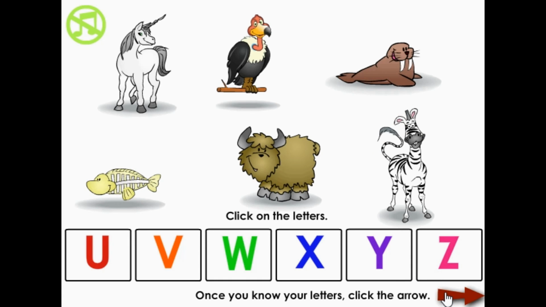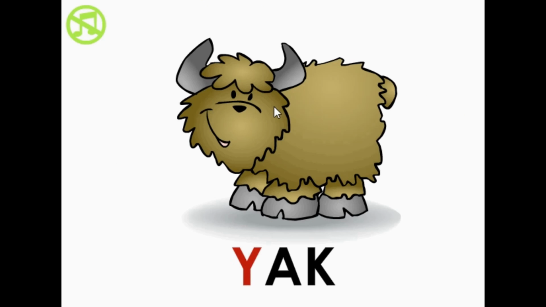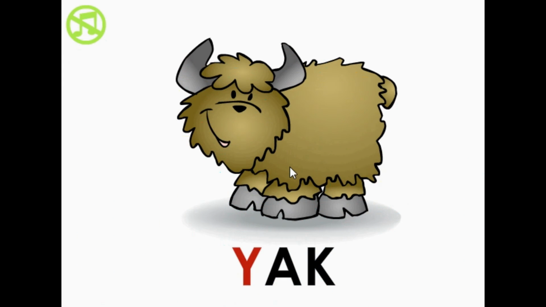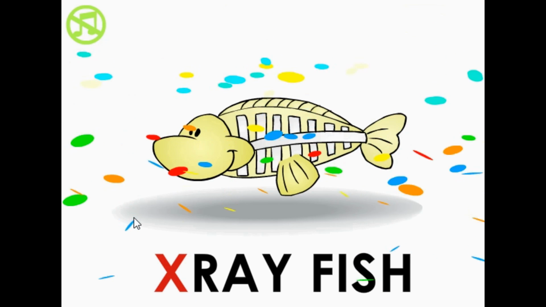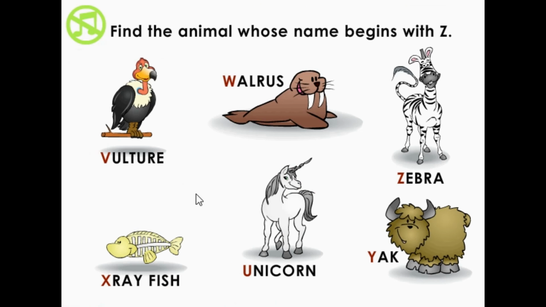Next page. Find the animal whose name begins with Y. Yes, yak begins with Y. Find the animal whose name begins with X. Fantastic! X-ray fish begins with X. Find the animal whose name begins with Z.